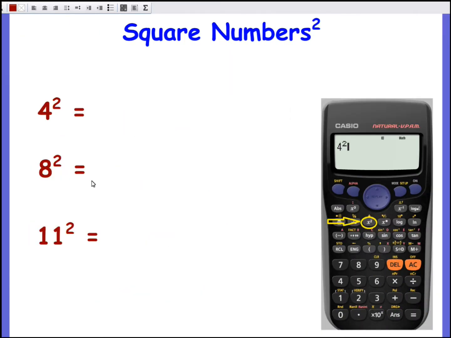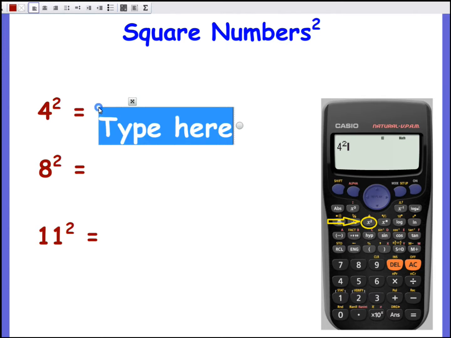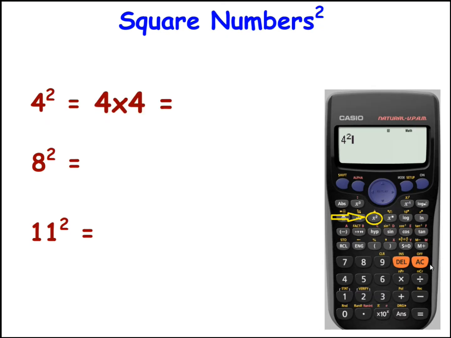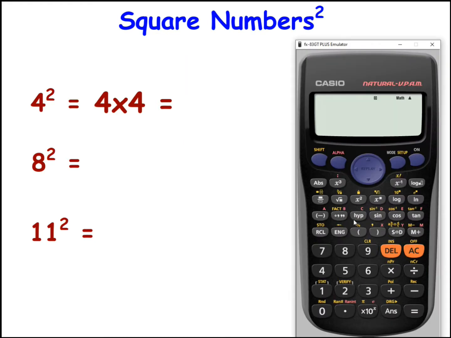One calculation we did come across that involves multiplication is squaring numbers. Now we know the longhand for 4 squared is 4 times 4. However, on the calculator we have a square button here. So at the center top of your calculator it says x squared. Let's see how we operate this to do 4 squared.